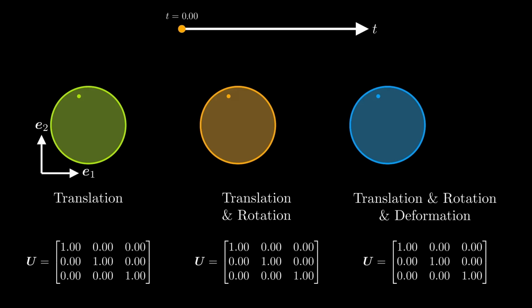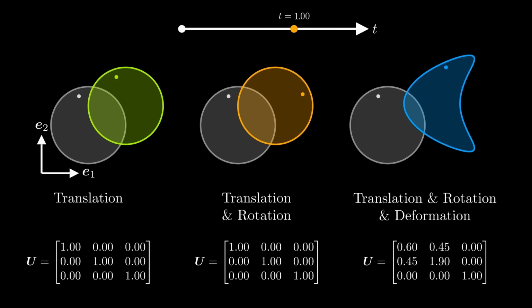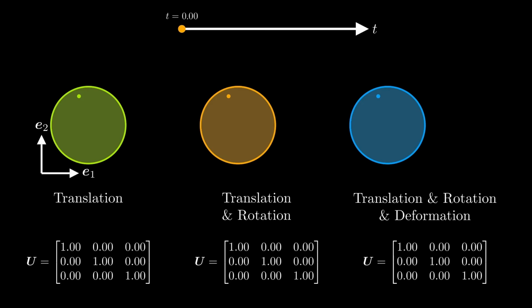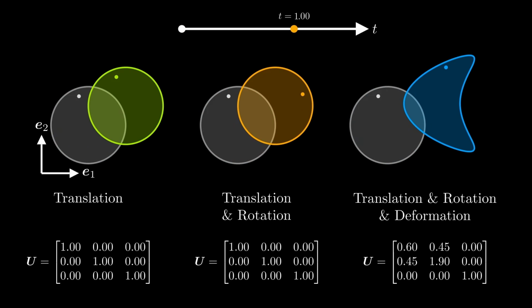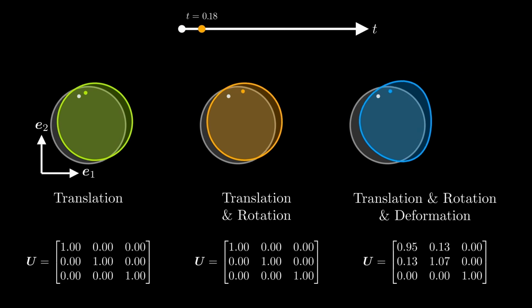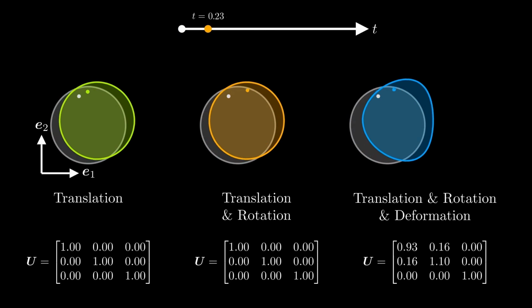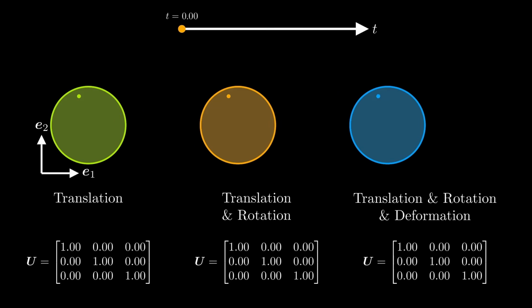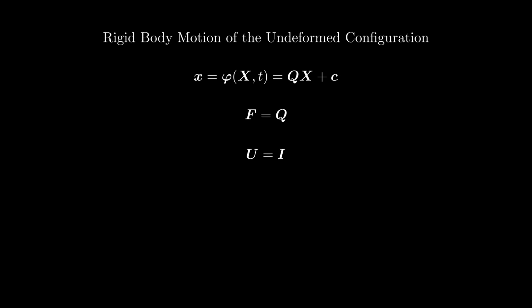If we compute U for our three objects, we observe that U indeed remains unchanged for the translating and rotating object. U only changes for the blue object, which is the only one that is really deforming. This means that the right stretch tensor U is a suitable measure of deformation. We can also compute the left stretch tensor V by applying the left polar decomposition. Because F describes a pure rotation in this example, V equals the identity.